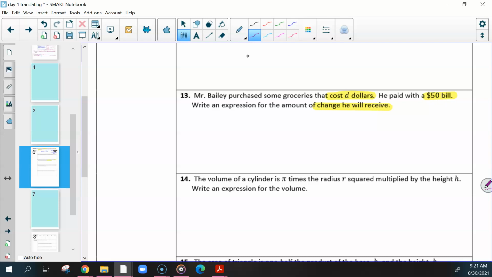If he's paying with money and he's getting change, what operation are we using? Subtraction. What are we subtracting? B from 50. So starting with 50, and then however much the groceries cost, I subtract that from my 50. At the end, I can figure out how much change I get. Did it ask us for all that? No, so we don't need to actually do that.